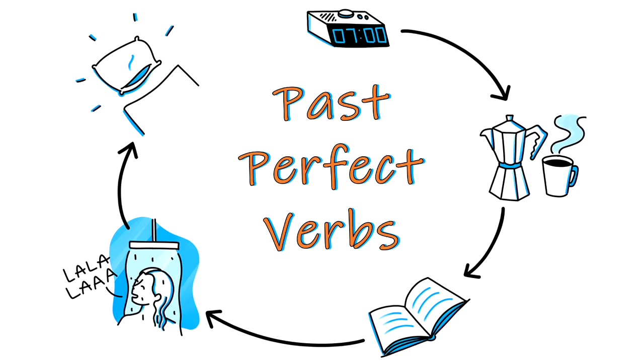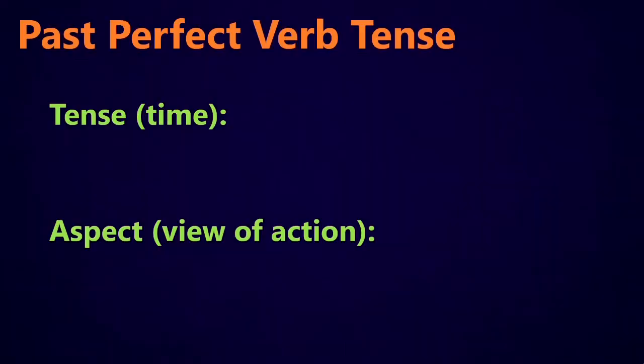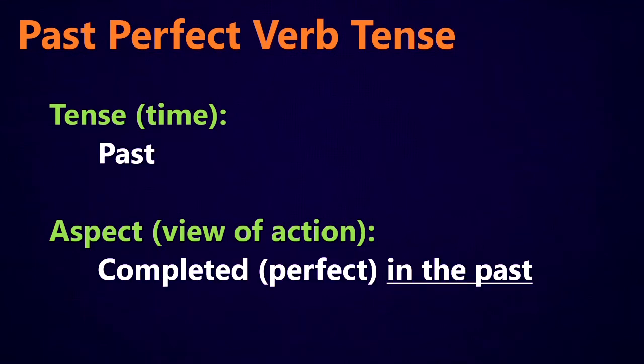Hello friends, in this lesson we're going to look at past perfect verbs. So the past perfect verb tense is a very specific verb tense that we use to basically compare two actions that happened in the past. One of them happened first and the other one happened second.